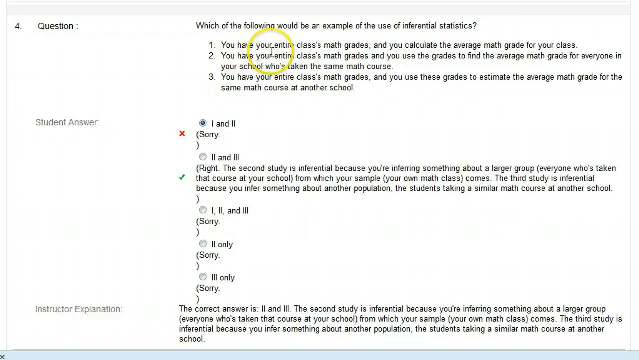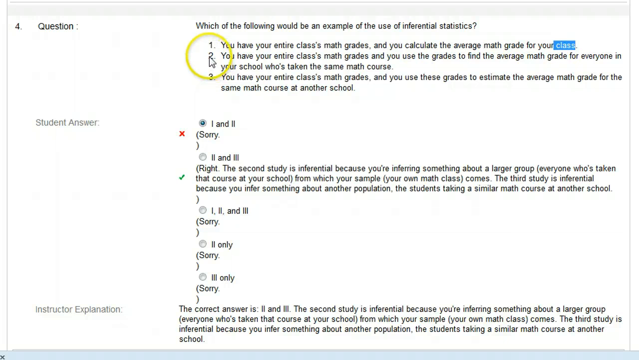So number 1, you have your entire class's math grades. That's why that one is not inferential, because you're calculating the average for that class. So you have that entire class's math grades and you're averaging that entire class's math grades. So you're not making a prediction about a different class. It's called a description or a descriptive statistic of that class, because you actually have the class's grades, so you have the facts there. So descriptive is more based on what you actually know for sure, without a doubt.